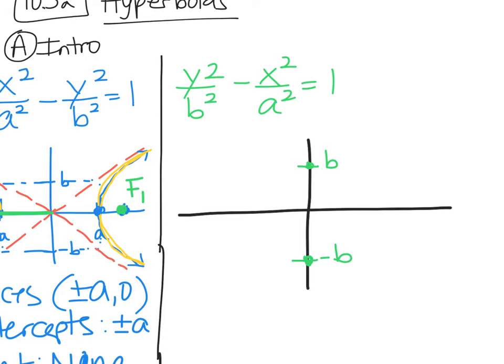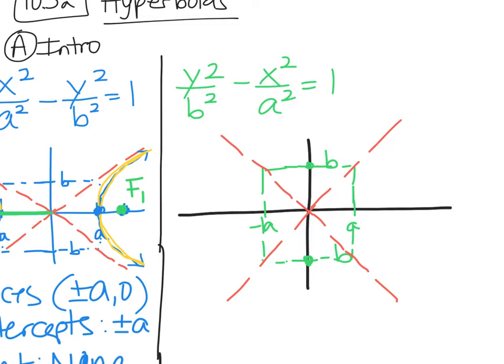Then I'm going to go a distance of A left and right, and A could be bigger than B or B bigger than A. It doesn't matter. So whichever one comes first. And then I draw this rectangle. Okay, you have to draw the rectangle. I need to see that on your graphs. And then you want to draw the asymptotes. And the asymptotes are the diagonals that go through the corner of the rectangle and through the origin. Okay? And then you draw your graph.